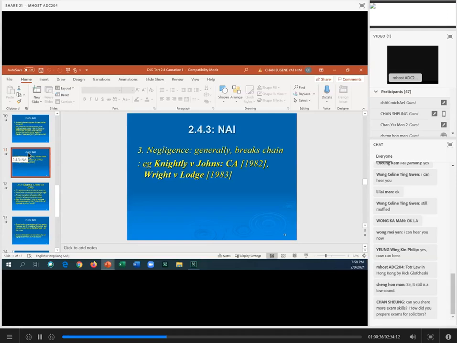So lorry drivers in particular should be careful because it takes a longer time to stop a heavy vehicle than a light vehicle, particularly when you're driving on a highway. You've got to have a good lookout.